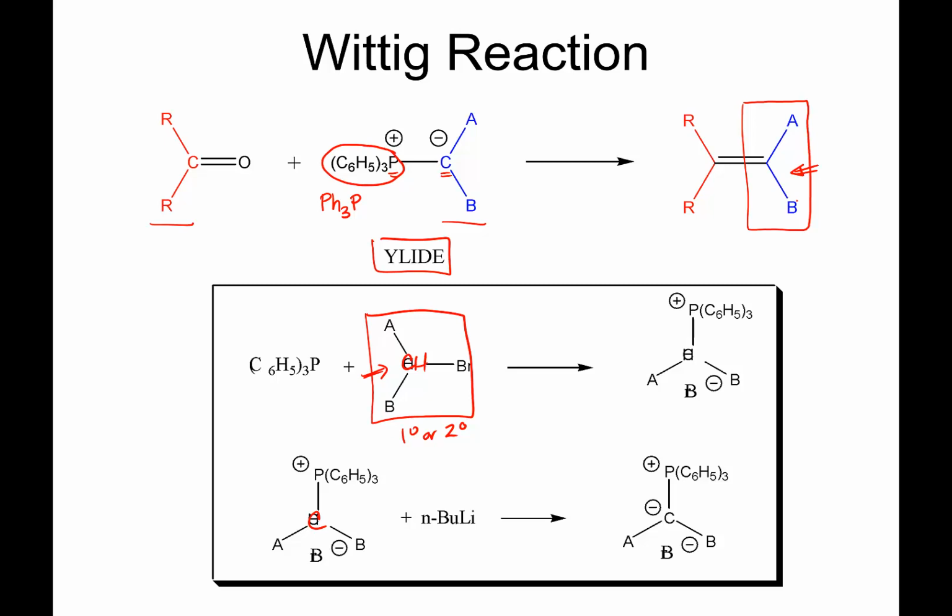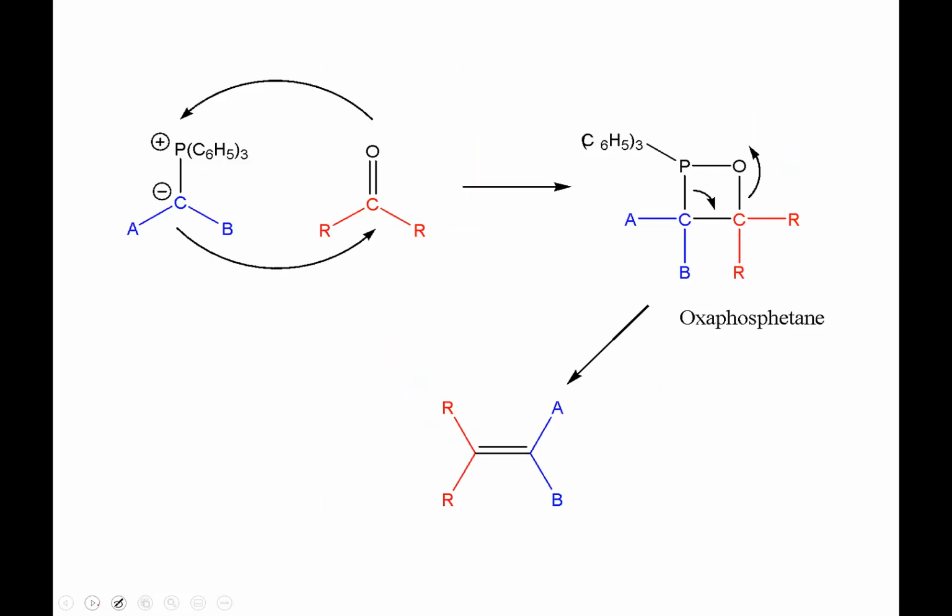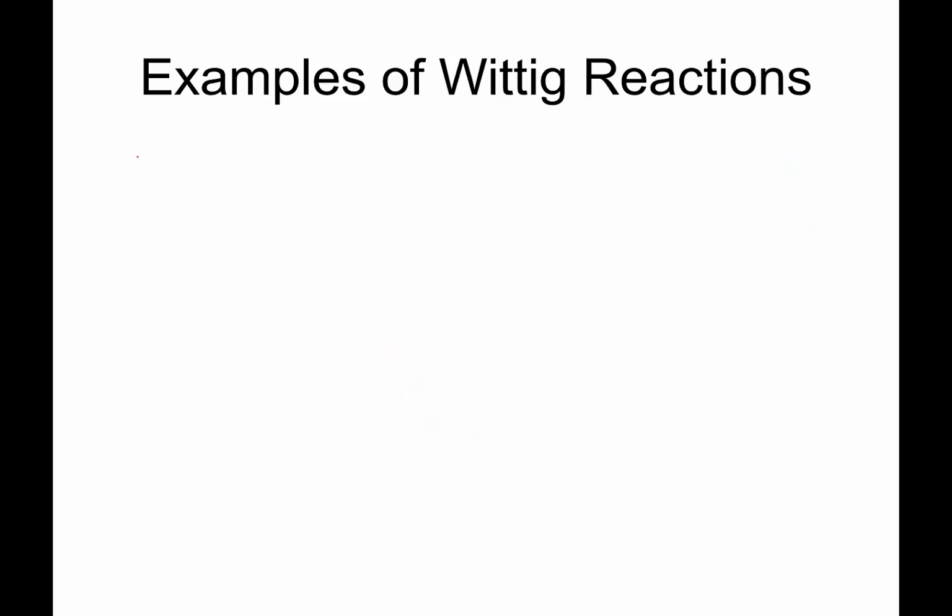So it's only a primary or secondary halide. So how do we do that reaction? The first thing we do to prepare the ylide is we take our alkyl halide that has 2 R groups and a bromine, let's say. And I'm going to react that with triphenylphosphine.